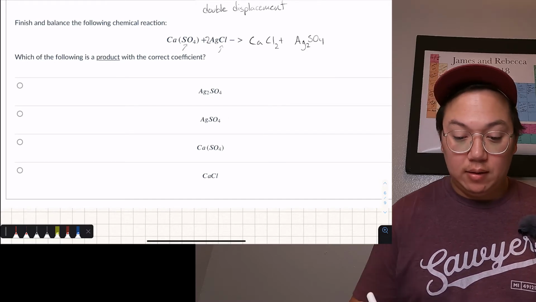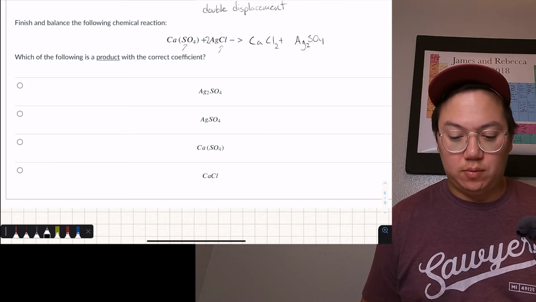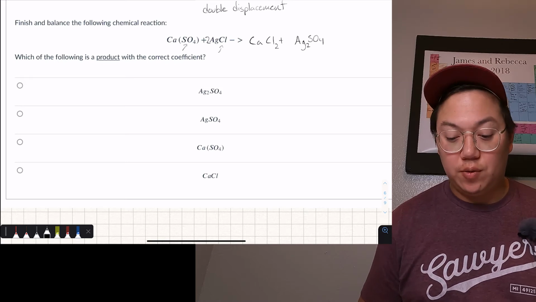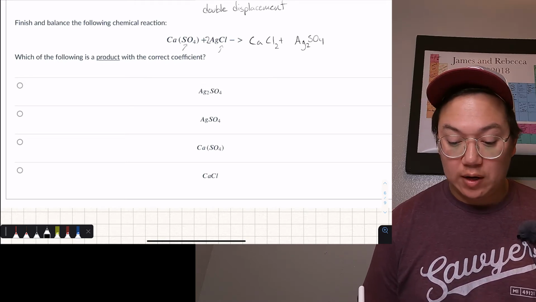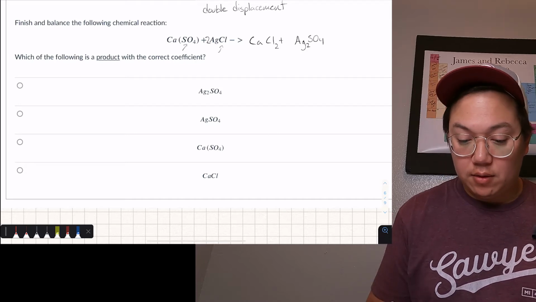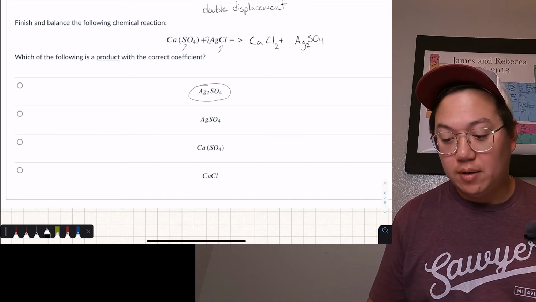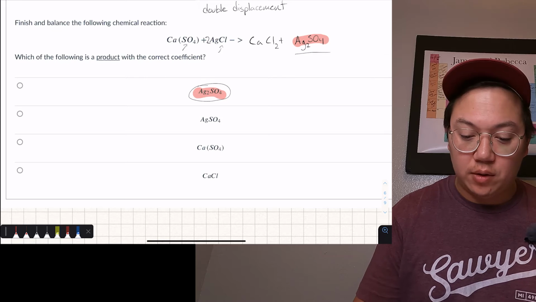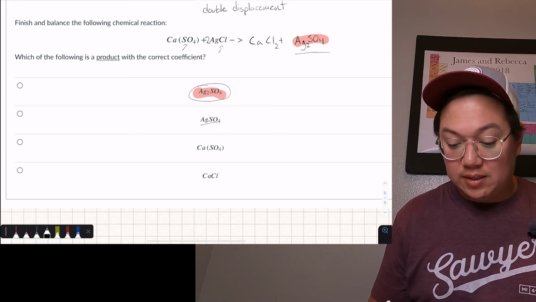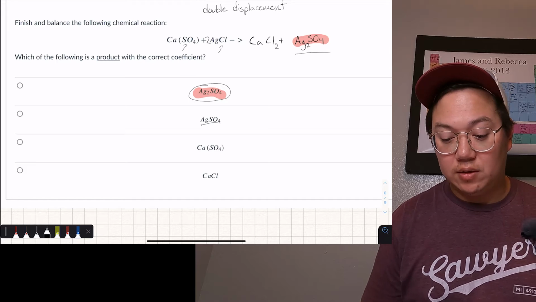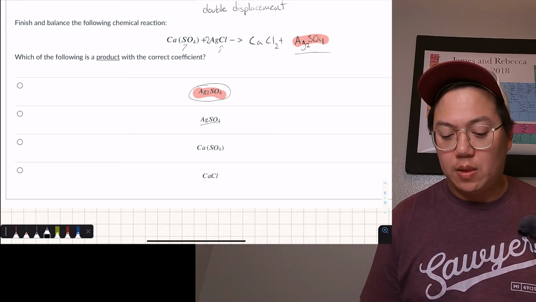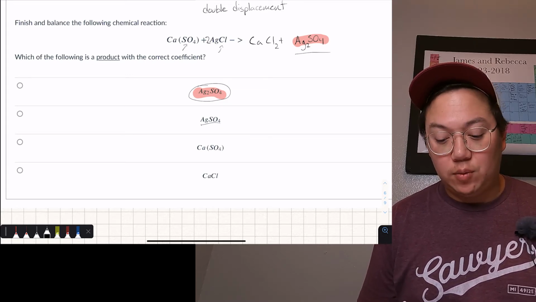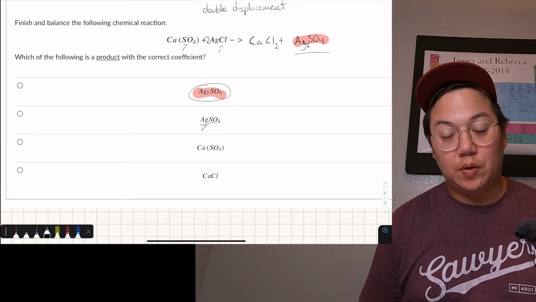Now we get to pick and see which of the following is a product with the correct coefficient. So as we look through these, you need to pay attention to not only the coefficient, but to the subscript as well. Actually, this one, silver 2 sulfate, these are the same. So that's probably our answer, but just for completeness, let's go back through and look. We can see that this is silver sulfate. Sorry, the name of this is not silver 2 sulfate. I was just saying the number there. We have silver and sulfate again, but this one doesn't have that 2 subscript. So that's not the right one.